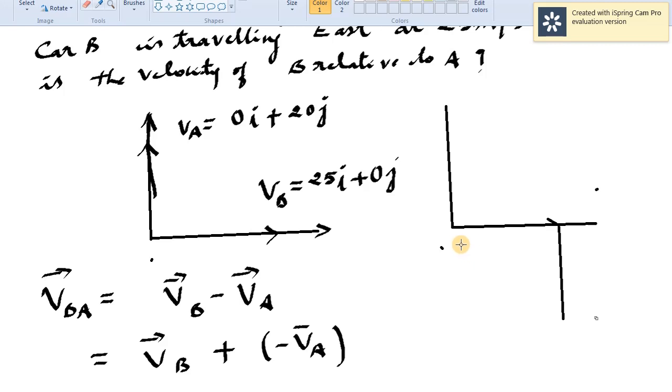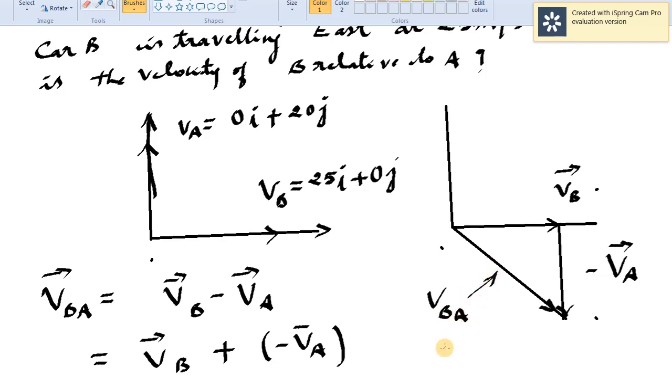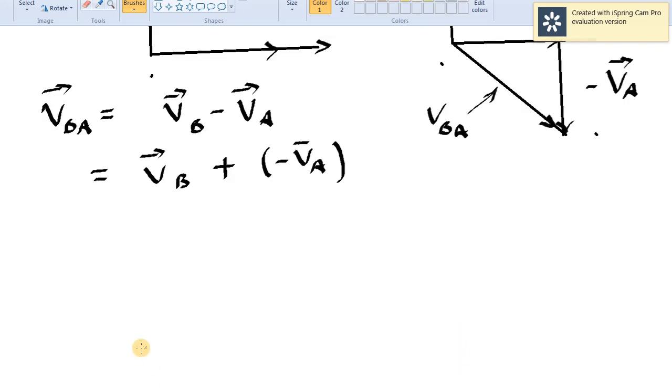We will name them a little later. This is velocity of B, and this is minus of velocity of A. The magnitude is one and the same, only the direction differs. Therefore, VB plus minus VA is given by this vector, this plus this. The triangle law of vector addition gives this. Therefore, velocity of B with respect to A is given by this vector. So, how do we calculate this? It is simple.